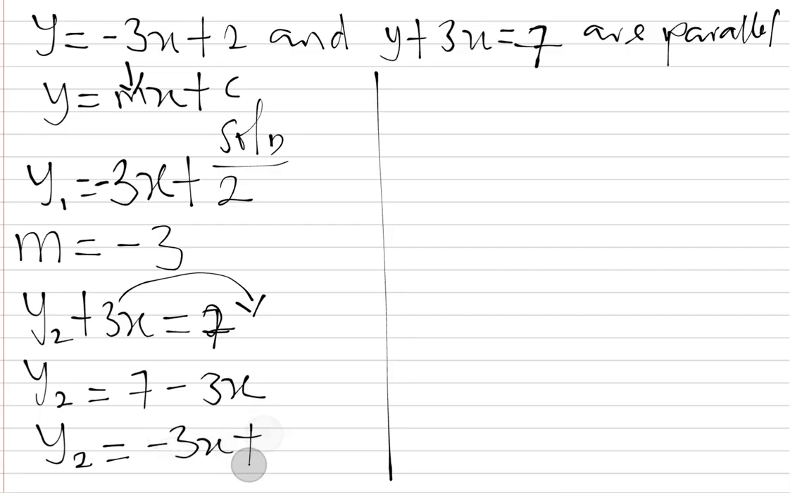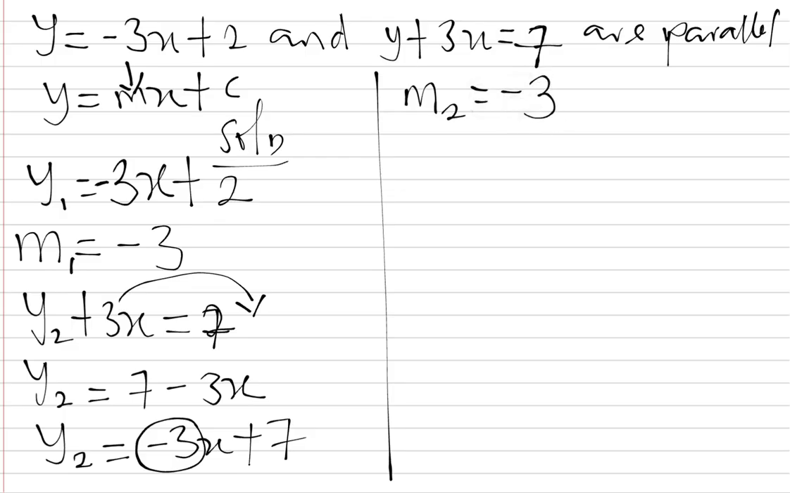-3x plus what? 7. You can see our m here too is what? -3. Are you seeing that now? So our m1 is minus 3, then our m2 that we got from our y2 is also what? Minus 3. Are you seeing that now?